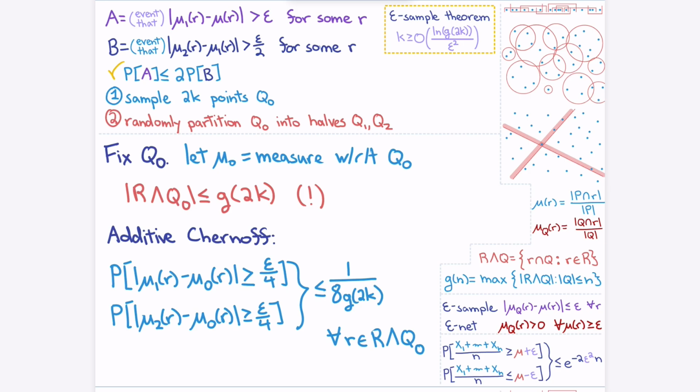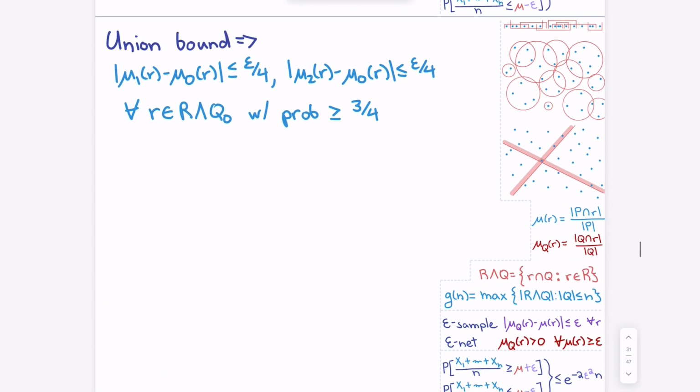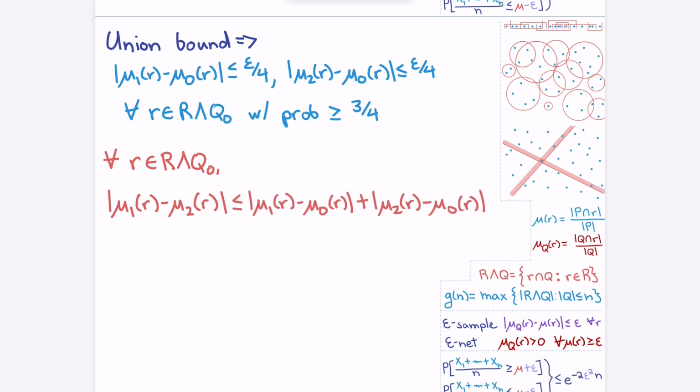So by the union bound, you're going to get all of these sets correct in a certain sense. And for all sets, if I look at the difference, I can write that as the two differences relative to Q0. And then this is at most epsilon. That's what we wanted.